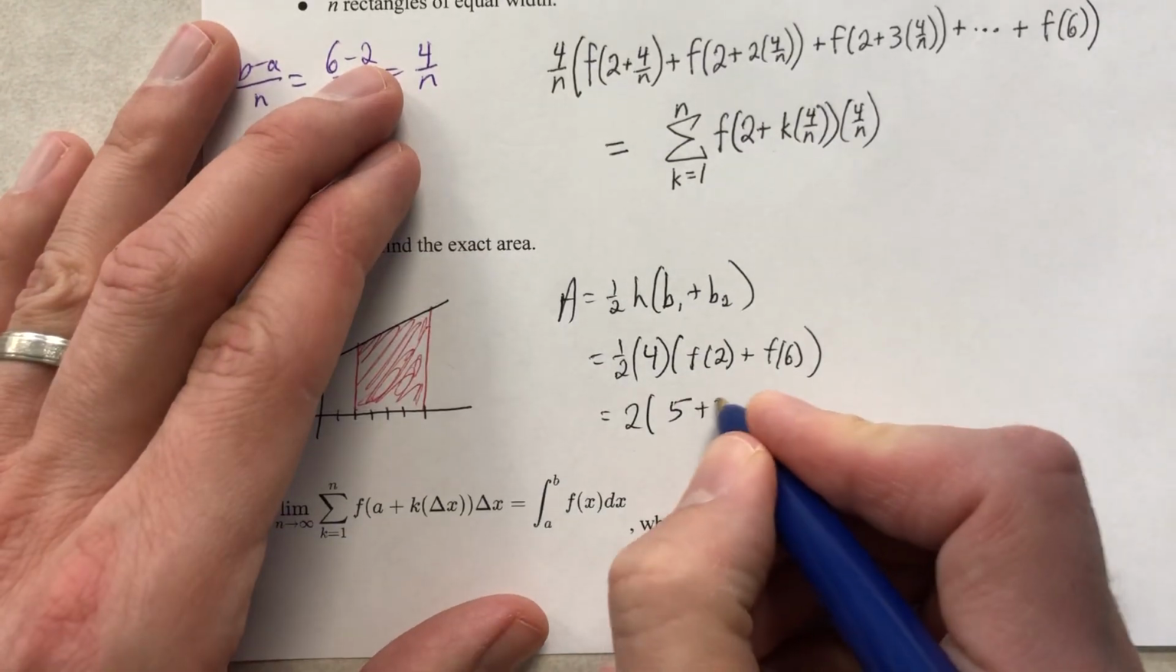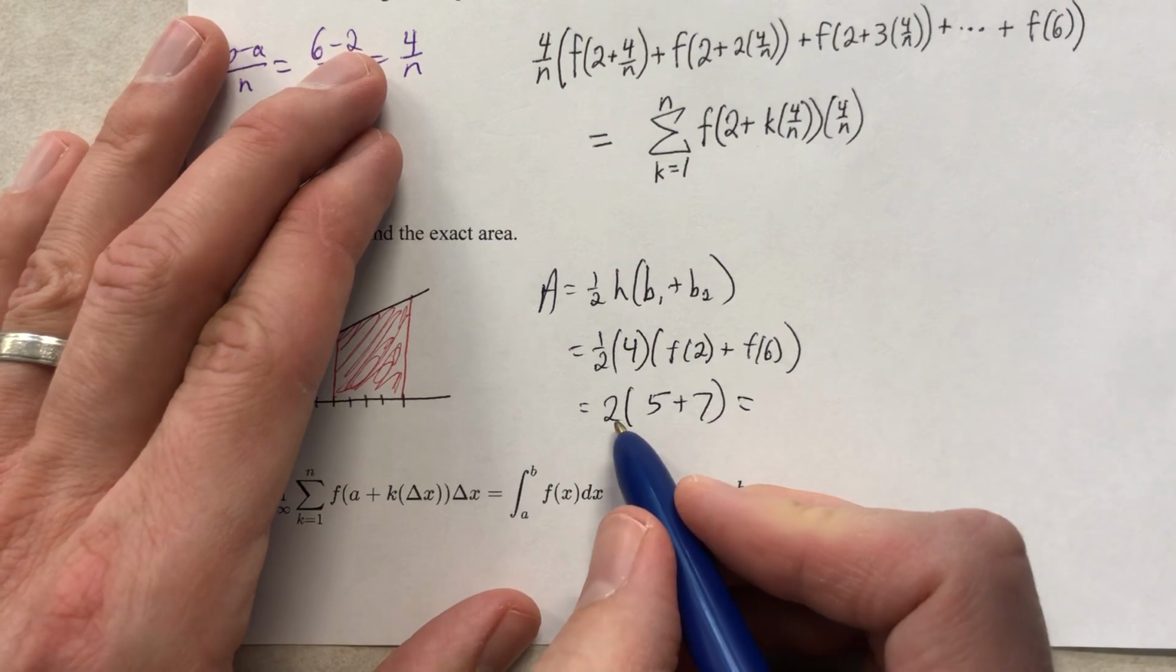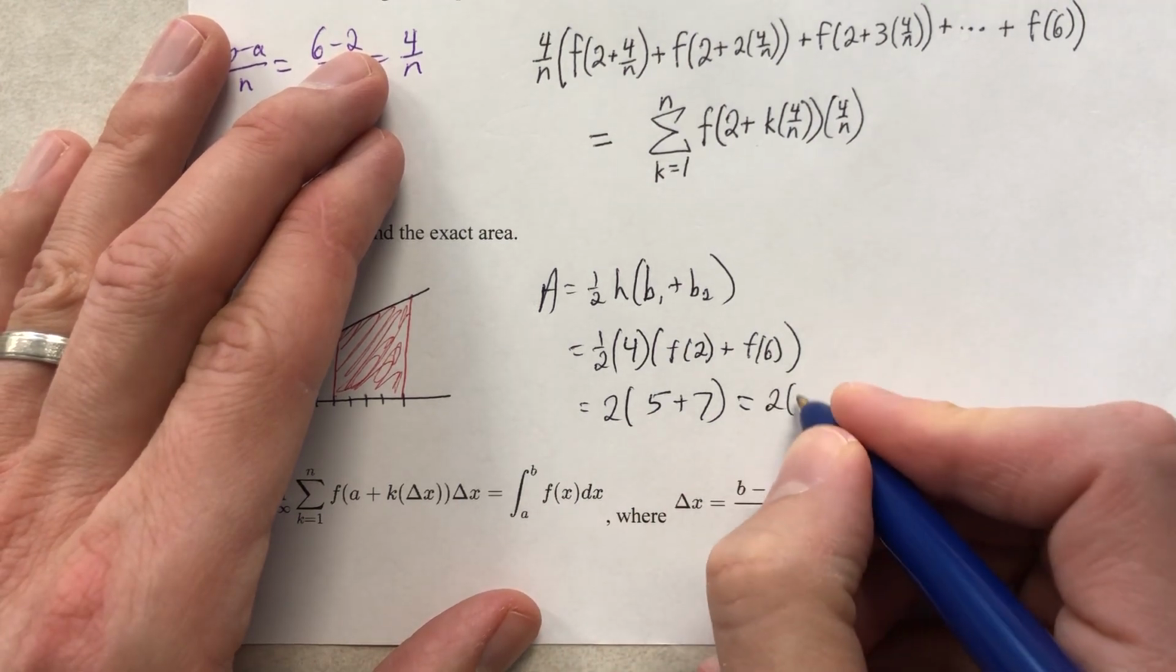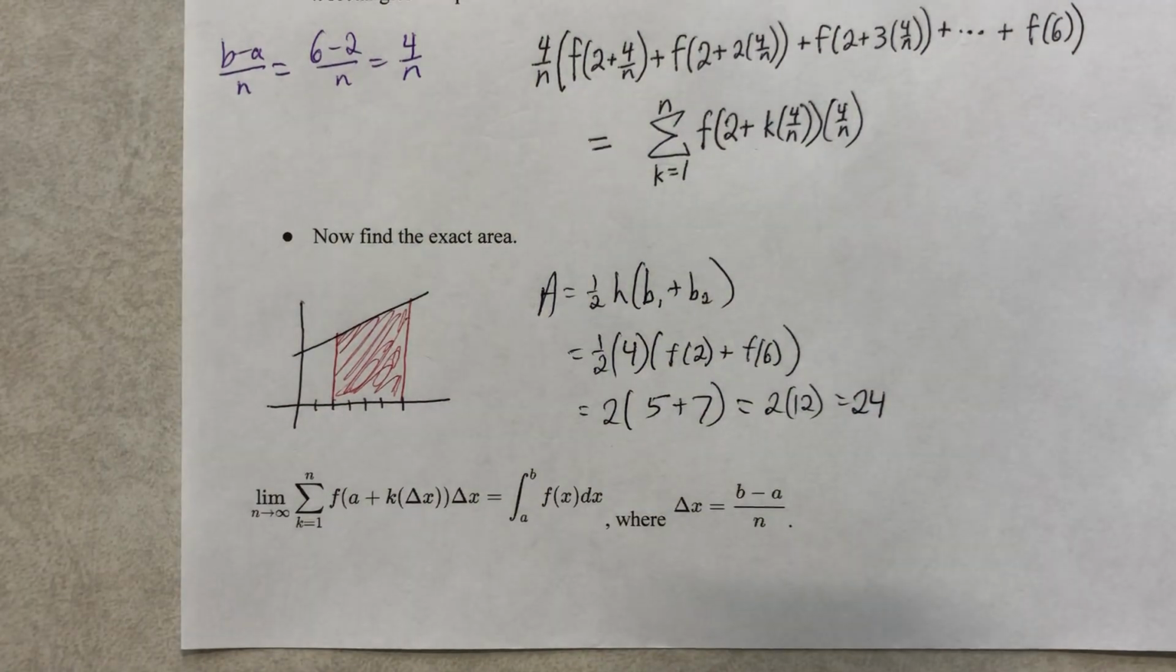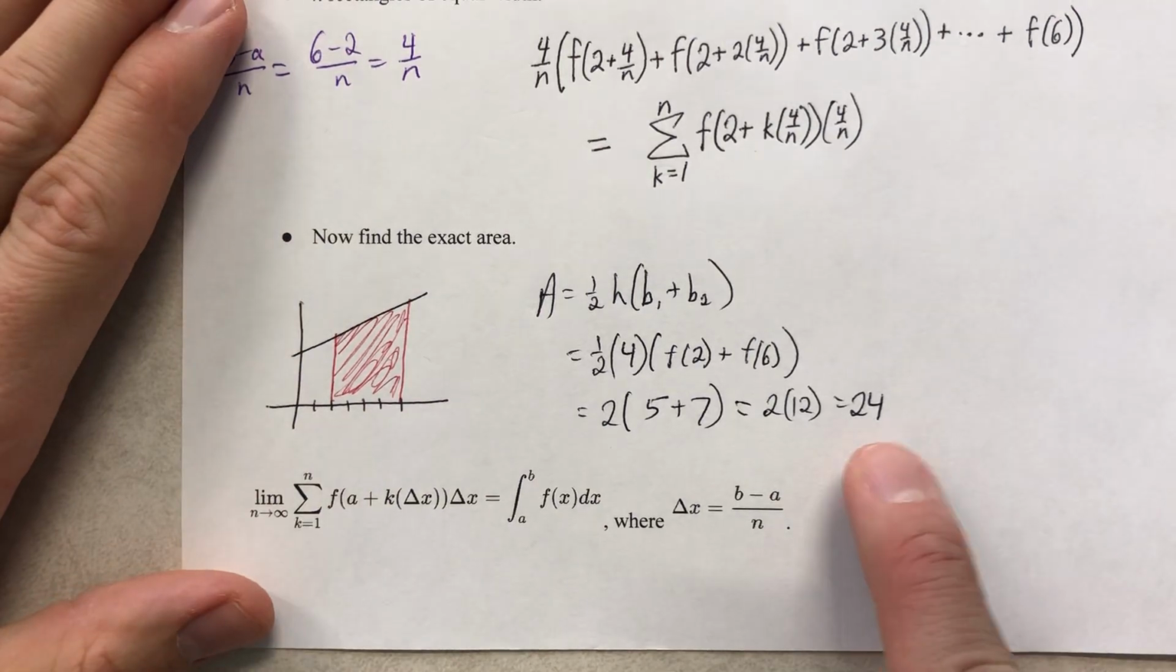Okay, 5 plus 7. And so I have 2 times 5 plus 7. That's going to give me 2 times 12, which is 24, which I kind of had a guess on anyway. So sorry. 24 is the actual area.